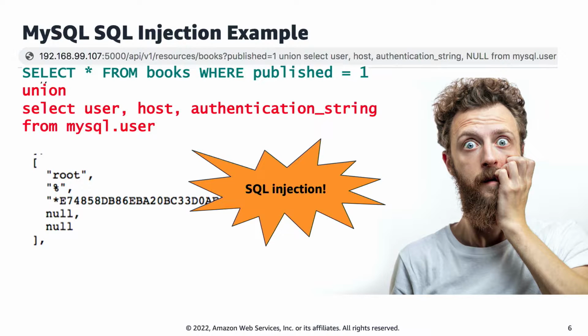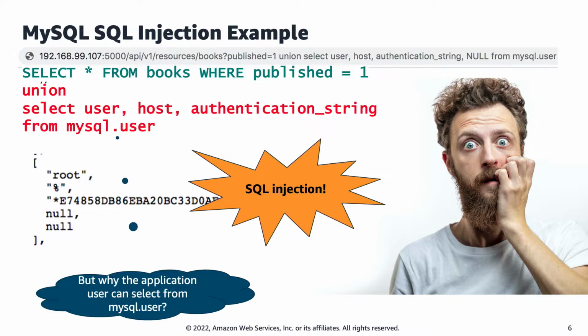But on top of just a simple SQL injection, why does the application have access to the mysql.user database? Because what happens here is that our bad actor can select from the mysql.user table and retrieve the password. This is a hash of the password, and then you can run some tool to crack that password. So why does the application have access to the mysql.user table?